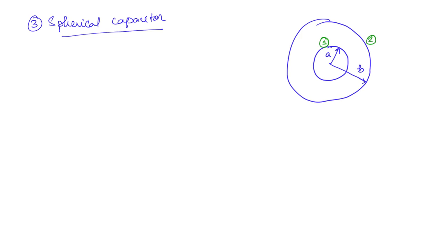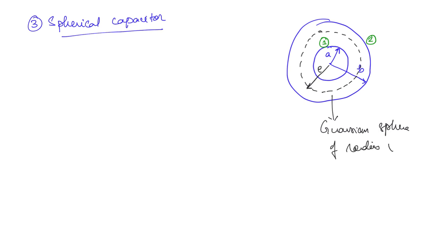Just like in the previous case, you are going to take a Gaussian surface like this. It is another sphere. And what will be the distance? It will be rho. This is a Gaussian sphere of radius rho. If you take conductor 1 to be positively charged and conductor 2 to be negatively charged, then what will be the Q enclosed? It is going to be plus Q. So plus Q is equal to the integral of d bar dot ds bar.